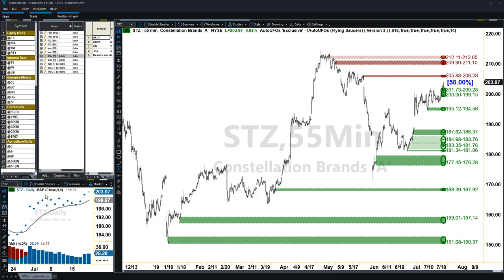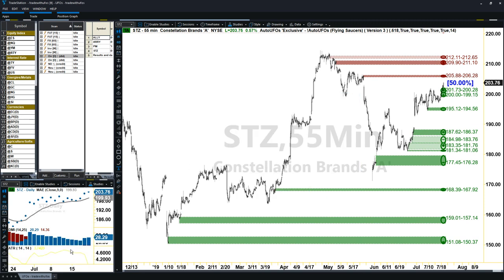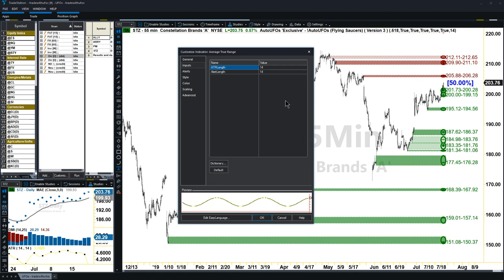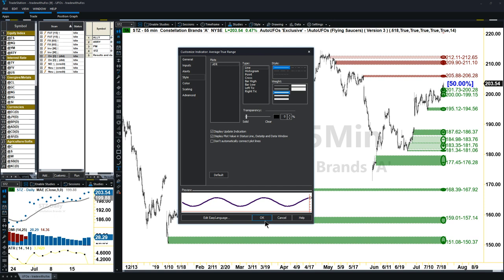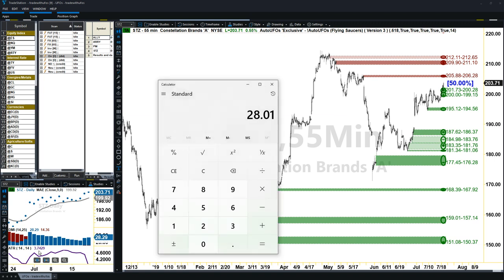And you will now take that number, and I'm going to enable, in the daily time frame, I need to enable study. I'm going to enable average true range. Okay, so average true range. Let's make this purple, and I'll make it a little thicker. Here we go, so we see that better. So the average true range is currently pointing at 3.74, right? On a daily basis, notice this is a daily ATR.